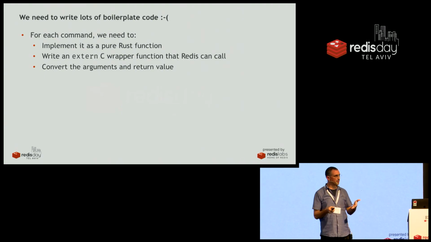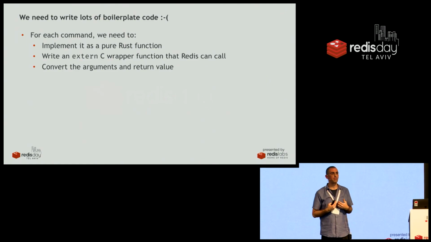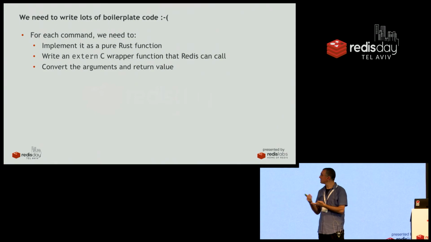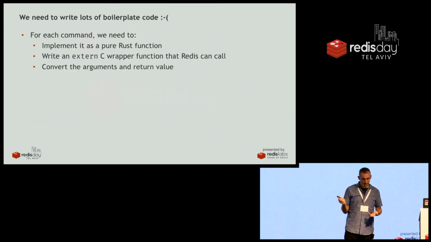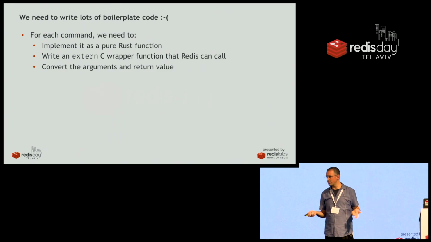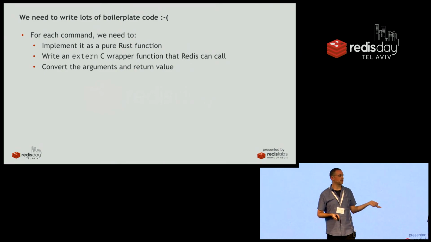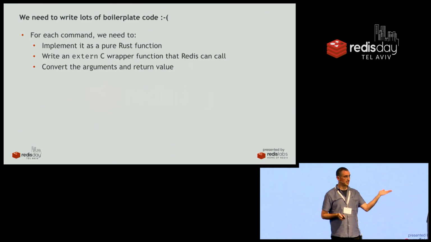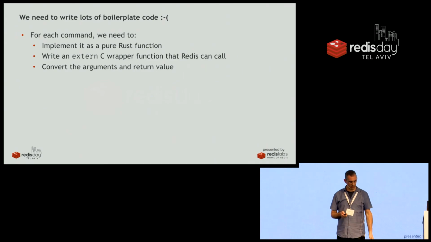But I need something that wraps each Rust function and creates the C-compatible wrapper for Redis to call. Redis cannot call my Rust function directly because it's not C-compatible. It's not an extern function. It's a pure Rust function. So we need to write an extern C function for every Rust function, which kind of defeats the purpose of keeping it simple. And we also need to convert the arguments and the return value to a vector and back. It looks like if we want something nice, we're going to have to do lots of work.